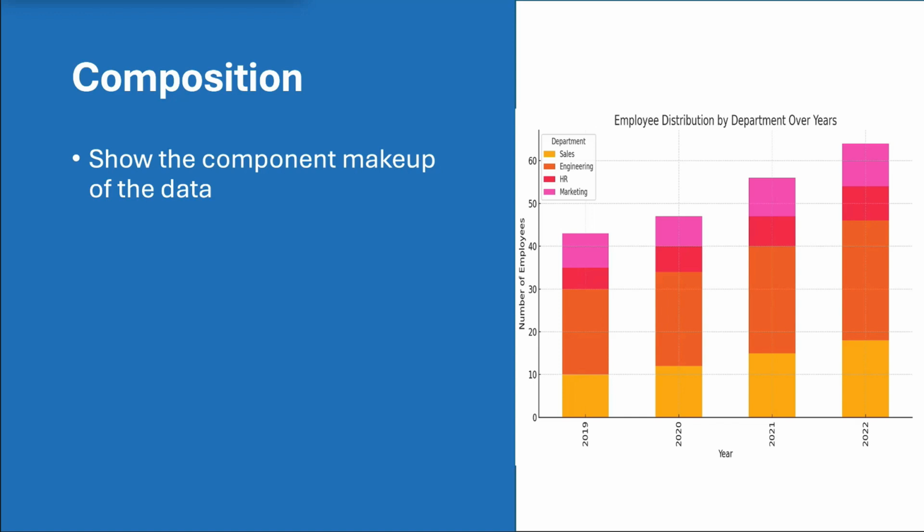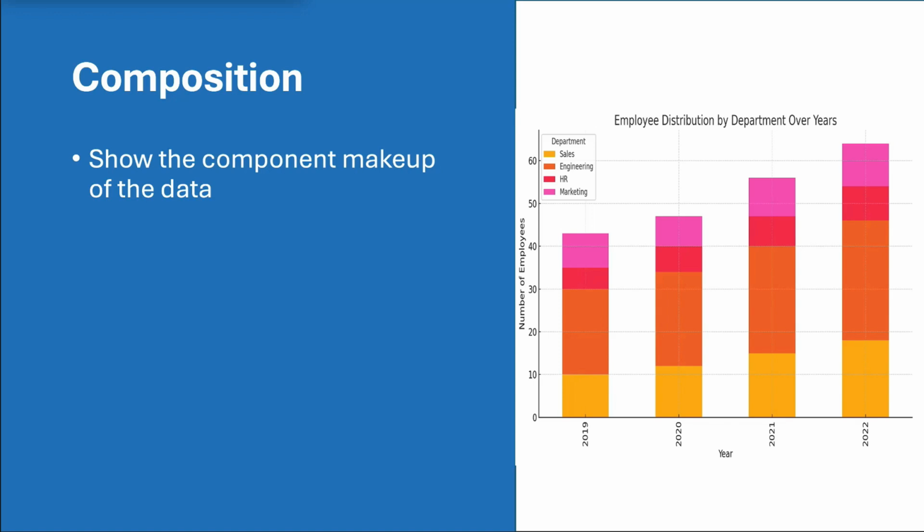Finally, we have composition visualizations, which display the component makeup of our data. Stacked bar charts, grouped bar charts, and pie charts are typical examples. For example, the stacked bar chart right here illustrates the distribution of employees across different departments over the years. It shows how the number of employees in each department has changed from 2019 to 2022.